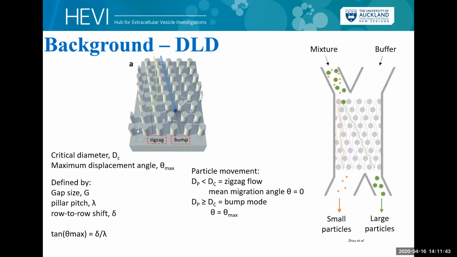And so, yeah, if the particle diameter is less than the critical diameter, it zigzags. If it's greater than the critical diameter, it bumps. And when you actually flow a sample through, here's a nice little description of what should happen, ideally if it's designed well. The smaller particles come straight through and go out through this bulk effluent, and the larger particles bump over into a side channel.